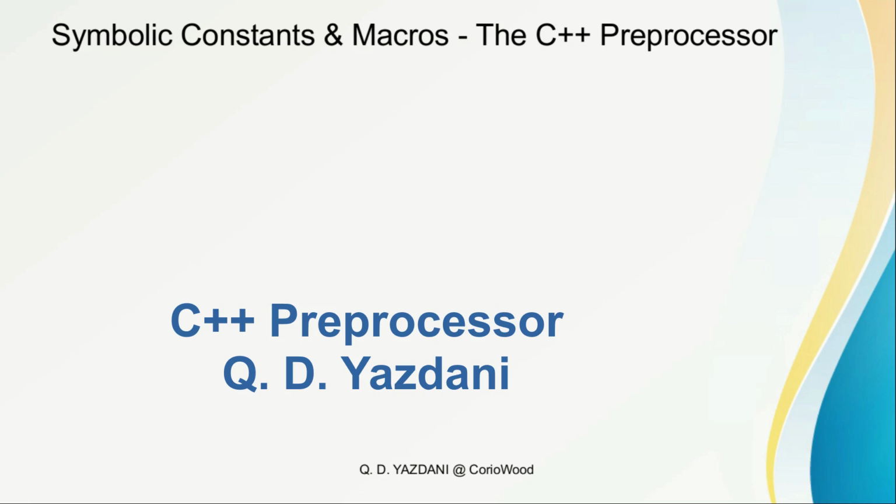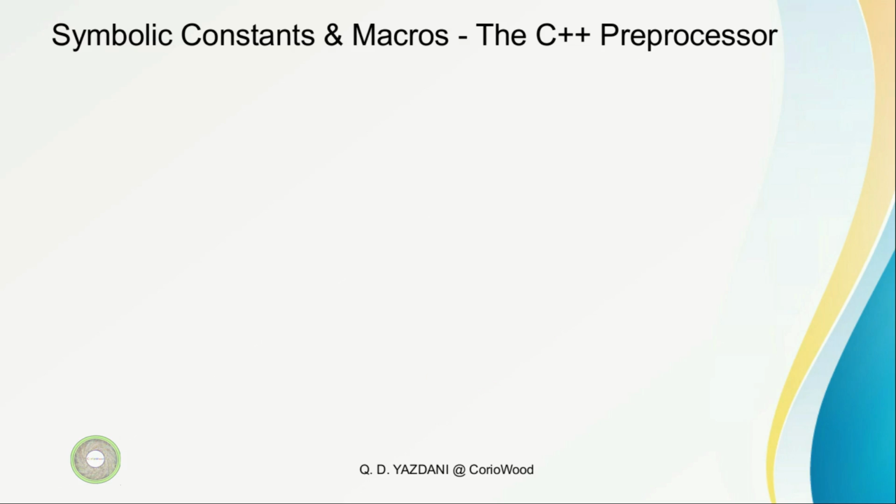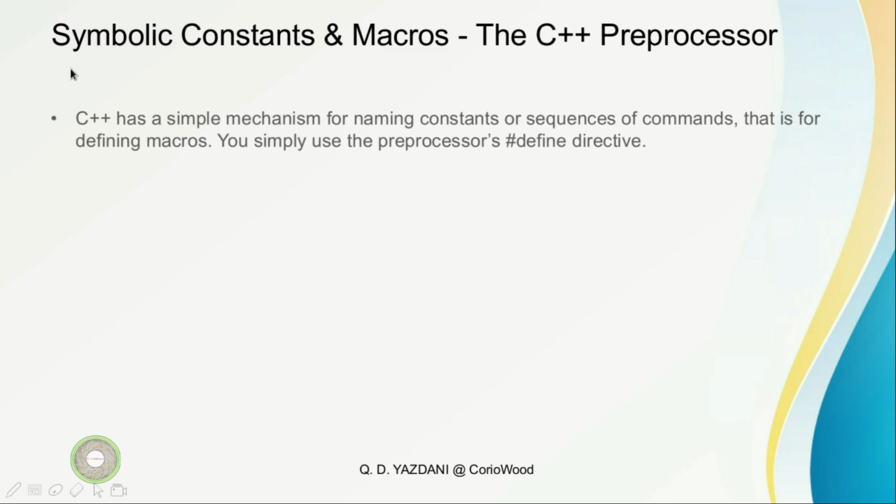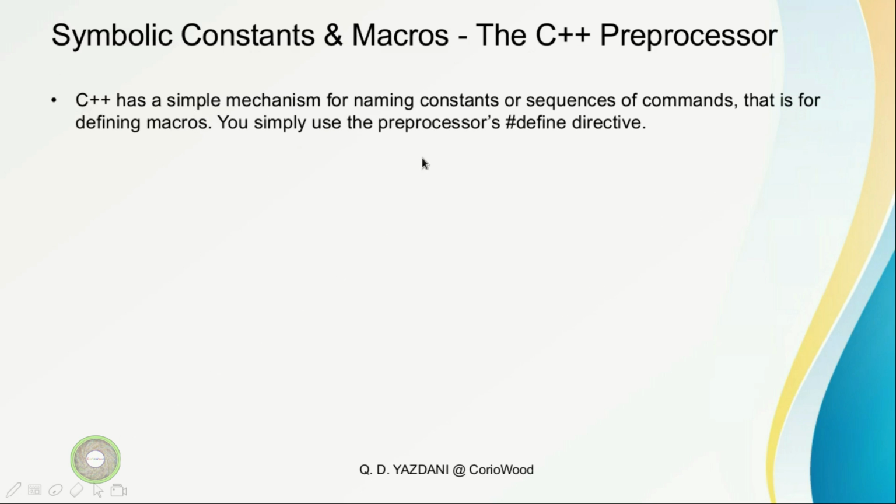In this video we're going to explain what symbolic constants and macros are, and what is included in the C++ preprocessor. As the name suggests, the preprocessor starts at the beginning of the program. If you remember, when we start C++ we include #include <iostream>. That's the C++ preprocessor. The compiler executes the preprocessor first.